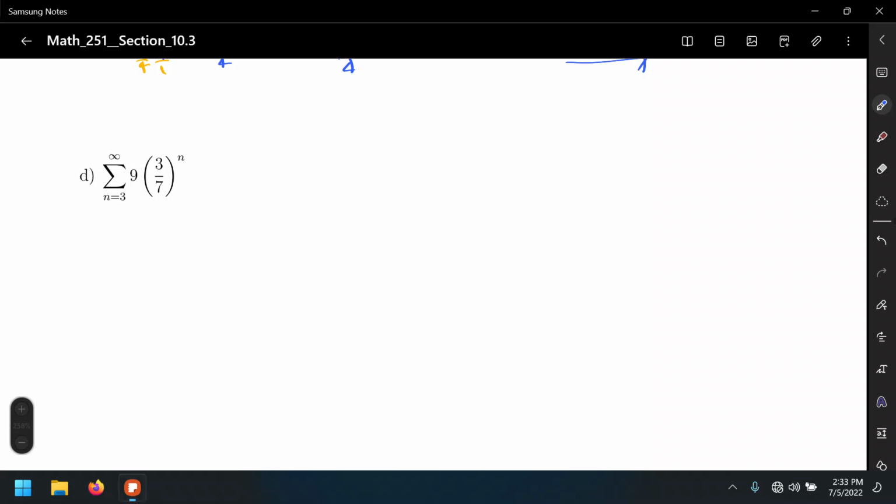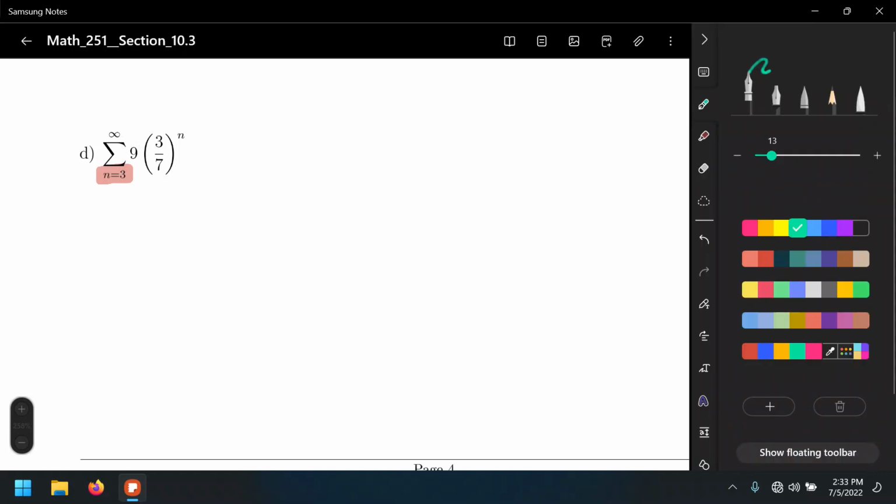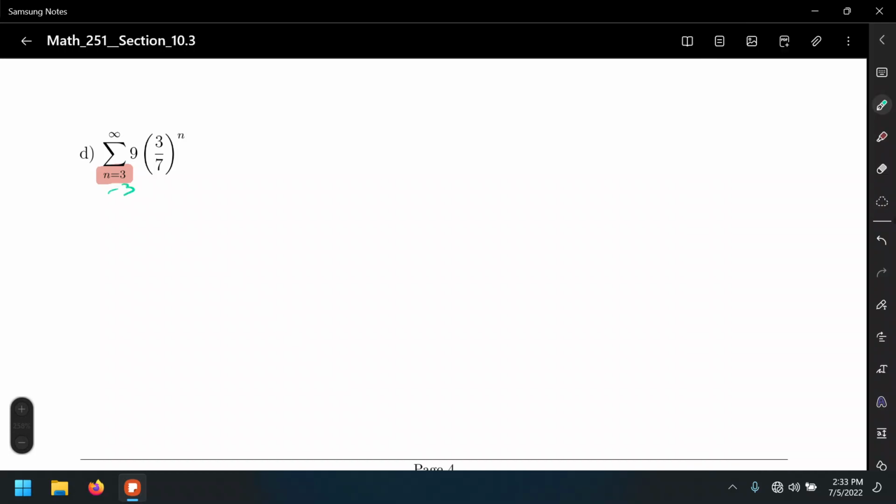So we have this series, sigma n equals 3 to infinity of 9 times (3/7) to the n power. We need to make sure that our series starts at n equals 0. So what we need to do is get rid of that 3 by subtracting a 3, but if we subtract the 3 from the starting index, we need to do the opposite in every single instance of n in our series. In this case, that's a plus 3.